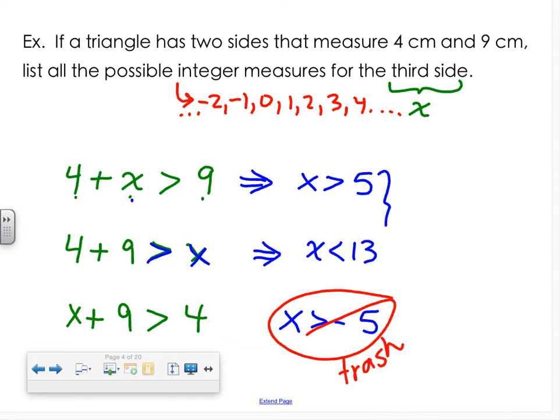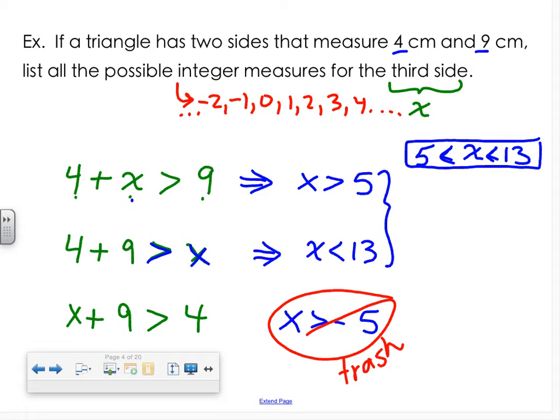And now I'm going to take these two statements and interpret it as a between. So x has to be greater than 5 and less than 13. So x has to be between 5 and 13. Now notice x cannot equal 5. I can't have 9, 4, and 5 as a possible combination because 4 plus 5 is not bigger than 9, it's equal to it. So notice how these are non-inclusive symbols. So I'm not saying 5 is an option.